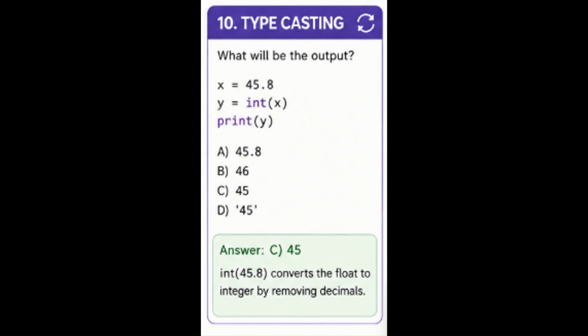What will be the output? X is equal to 45.8. Y equal to int X. When we convert a float value into int, it removes the decimal. 45.8 removes the decimal, so it is 45 now. Print y. When we print y, it is going to print 45 in integer, not in quotes. So option C. Okay. Thank you.